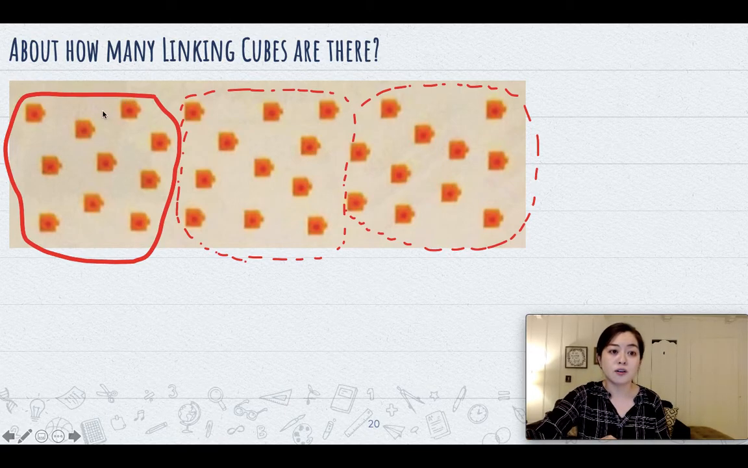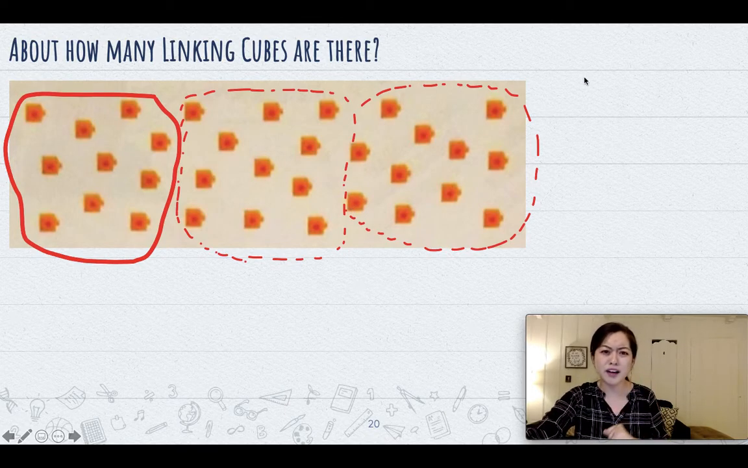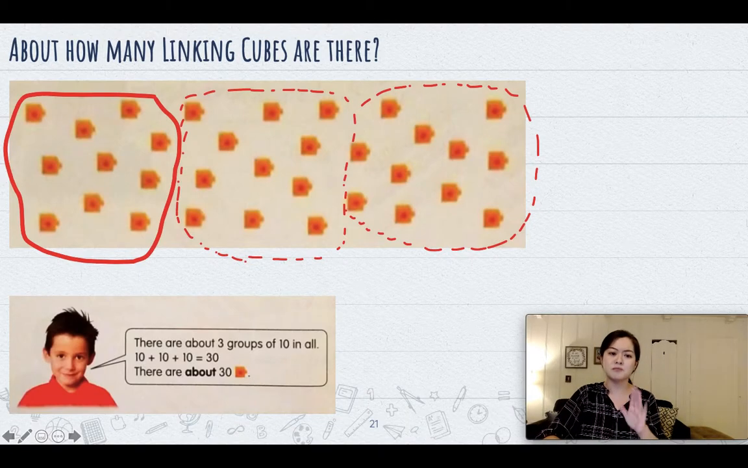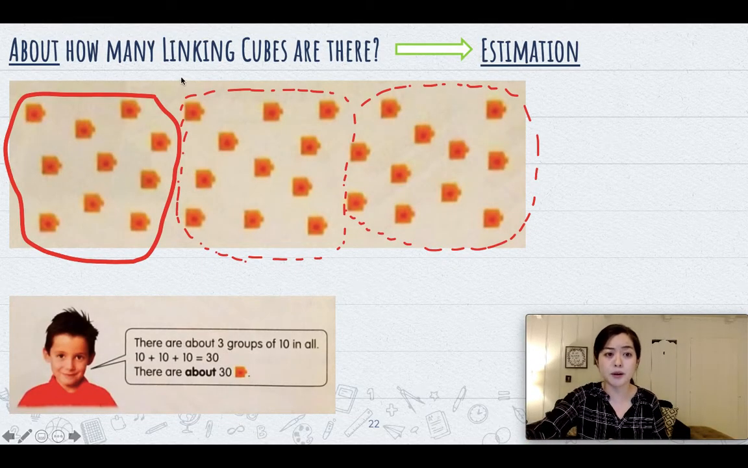So if we know that this circle has 10, and this circle here has about 10, and this circle here has about 10, about how many linking cubes are there? Let's count by tens. 10, 20, 30. So there are 3 groups of 10 in all. 10 plus 10 plus 10 makes 30. There are about 30 linking cubes. Remember, about means an estimation, not an actual amount.